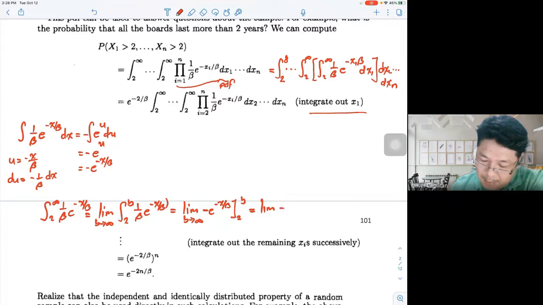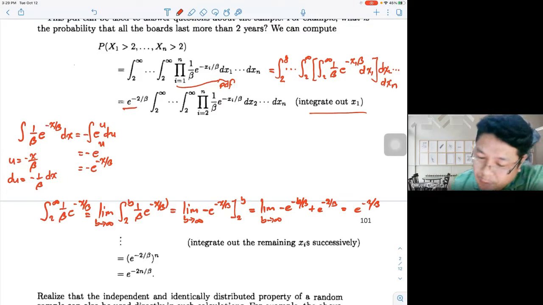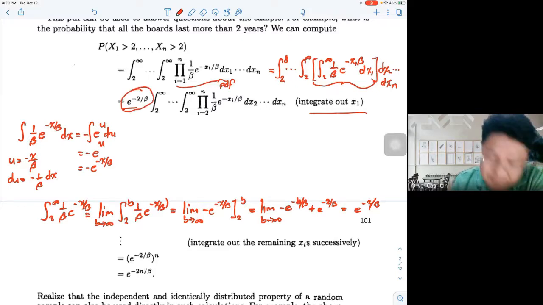Then we have negative of e to the negative beta, b over beta, then minus minus, so we have plus e to the negative 2 over beta. Then b approaches positive infinity. And the value for that is e to the negative 2 over beta. So this part, if we evaluate it, we are able to obtain this value. Okay?